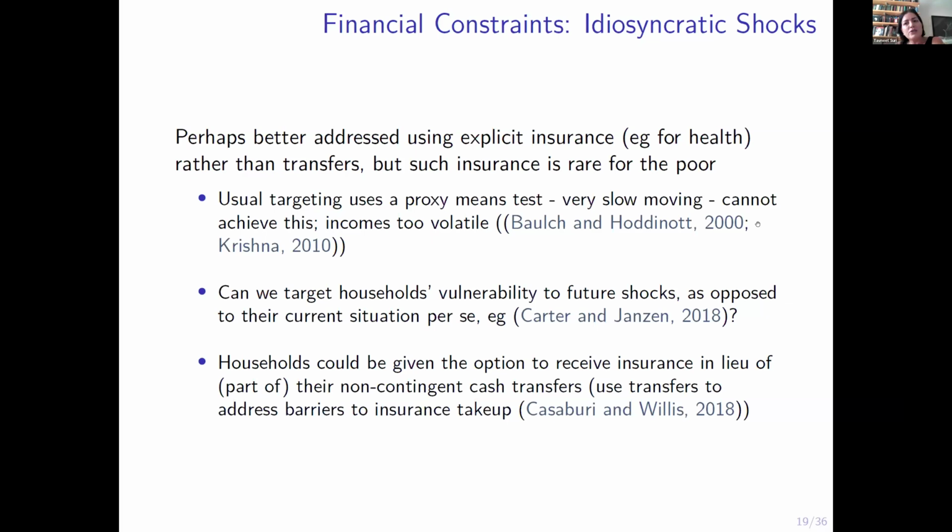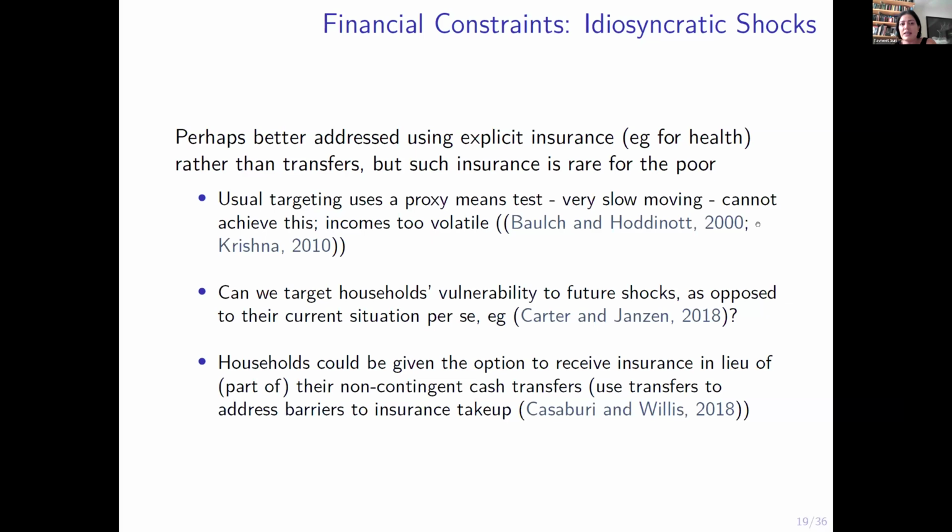But ultimately, these sorts of insurance programs are pretty rare for the poor. In general, they're either too expensive if provided by the private sector, and not enough of it is provided by the public sector or accessible by the poor, even if it is provided by the public sector. So maybe cash transfers can help people deal with these idiosyncratic shocks as well.